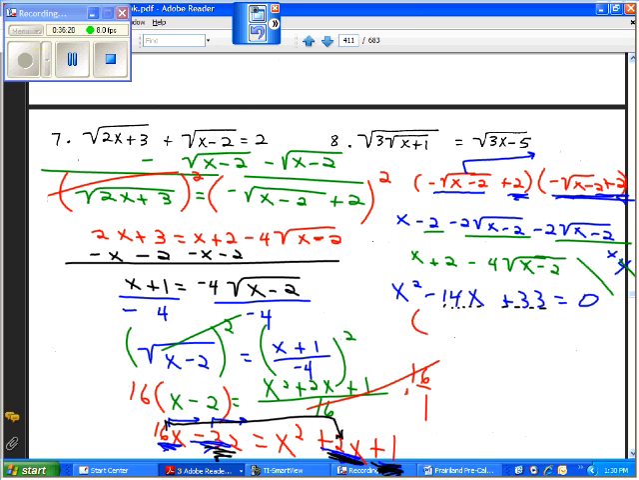A is 1, and so we can factor like this. What can you multiply to get 33 and add to get negative 14? 3 and 11, both negative. So if the factors are x minus 3 and x minus 11, then the roots are x equals positive 3 or positive 11. Set them equal to 0 and solve, we understand.